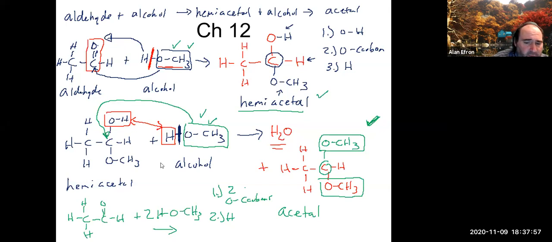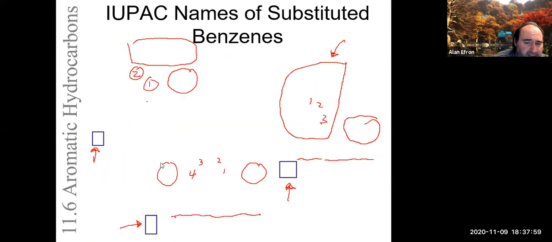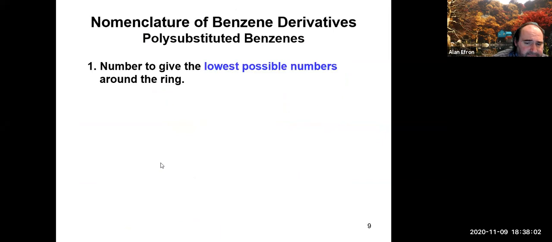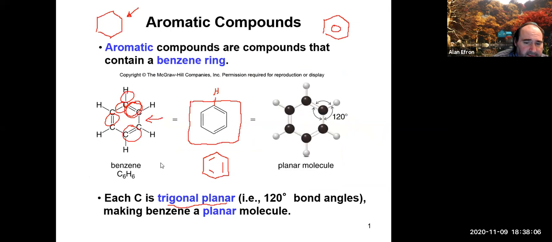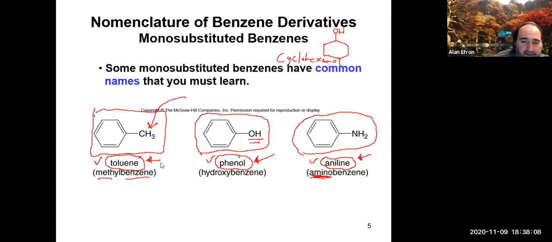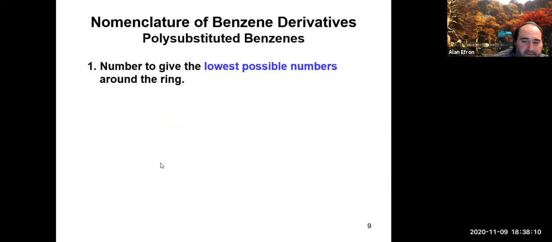Now, ketones as well can do a similar reaction. And I'm trying to find somewhere I could scribble that on. We'll go this way here. Maybe we won't. We'll go this way. Seminar page. We'll go here.